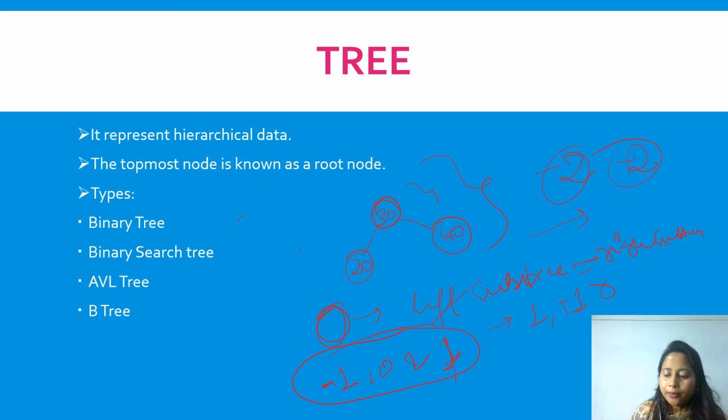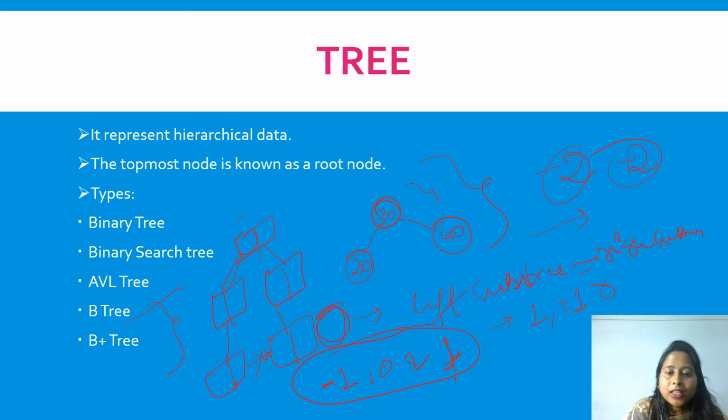Next is the B tree. B tree and B plus tree both are M-way trees. In B tree, the keys as well as the records are stored in both the internal nodes as well as the leaf nodes. This is an example of a B tree where the keys as well as the records are stored at both the internal nodes and the leaf nodes, and the leaf nodes are not connected with each other.